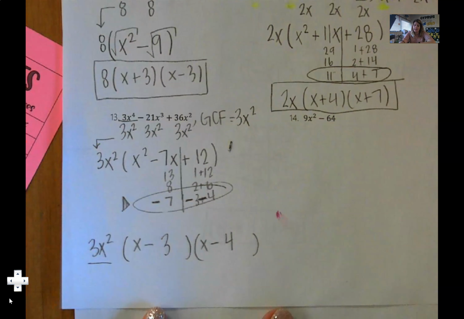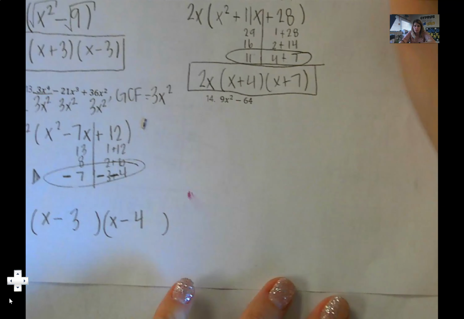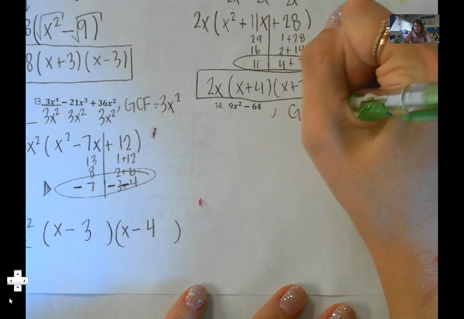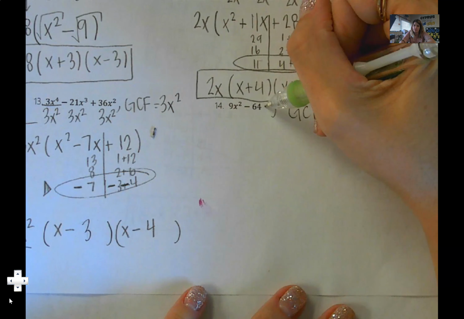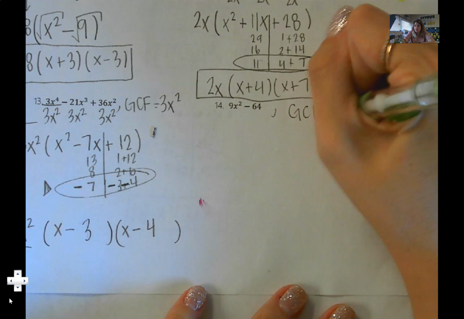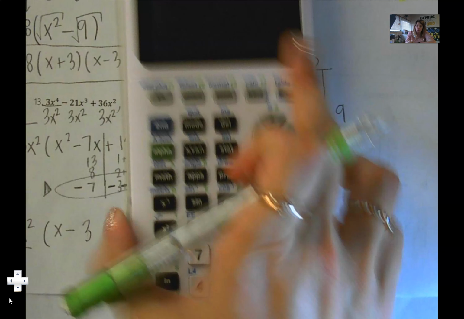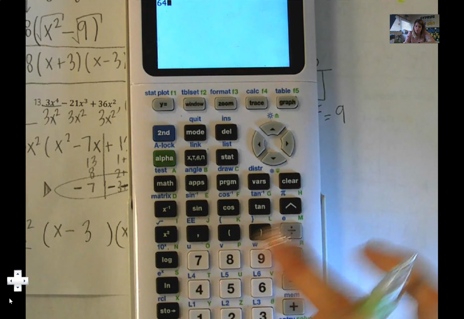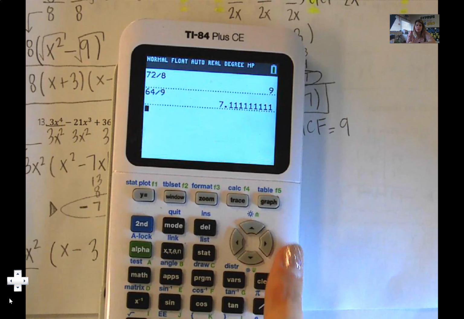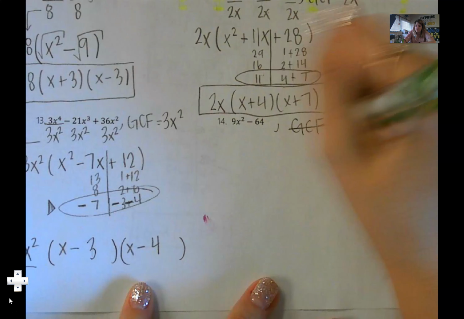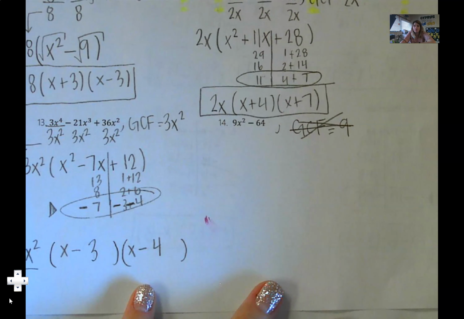And now we're at our last question. So we're supposed to see if there is a GCF. There's no letter on the end, but there is a number on the front. So we're going to see if the GCF is 9. We go over and we say 64 divided by 9. That did not work. So it turns out there is no GCF.